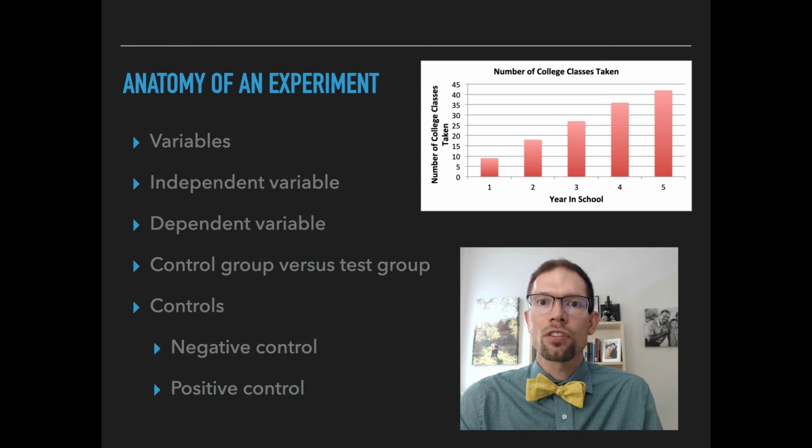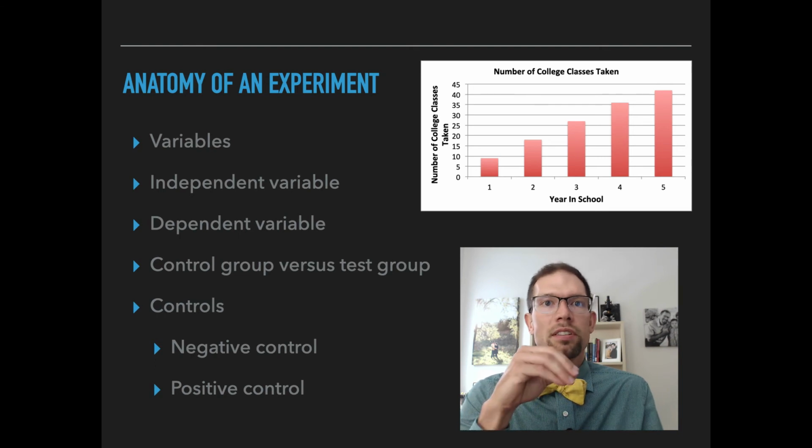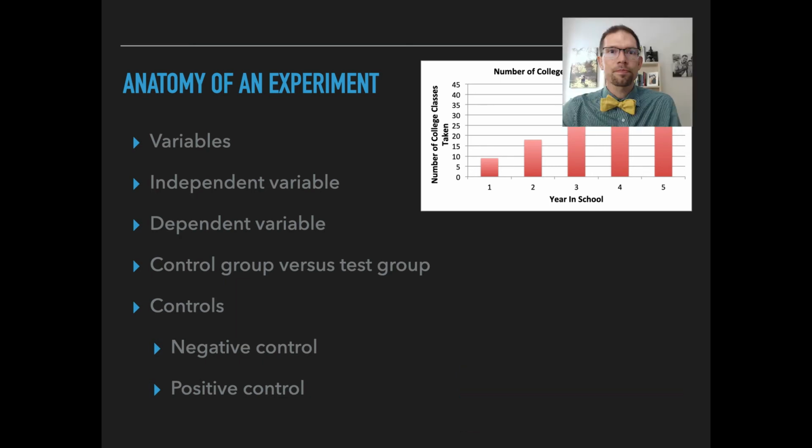A positive control would be something that actually has a change. So you might put some sort of milk protein into a positive control because you know that it's going to actually detect the protein of interest.